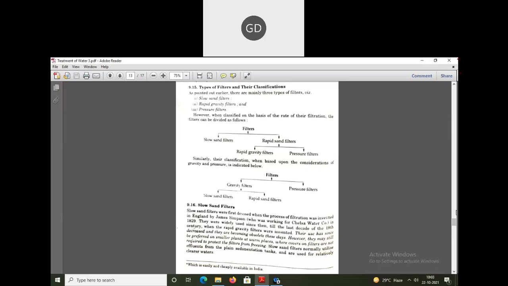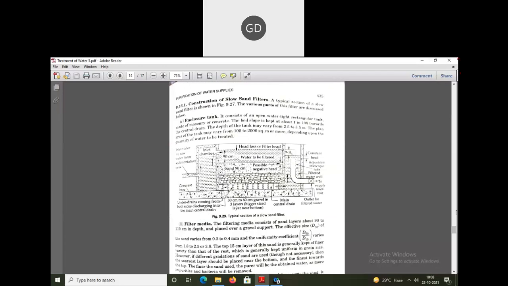Okay, the construction process of the slow sand filter, I will not go through how it is made. You can see the diagram and what things are put, or how it is constructed. You can go through the construction of the slow sand filter, and also the construction of the rapid sand filter, by yourself.